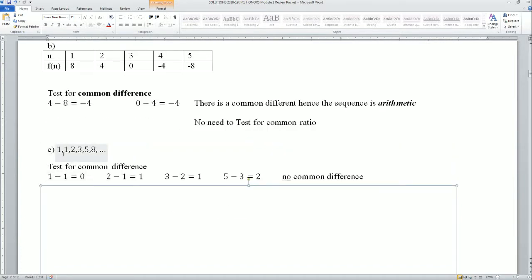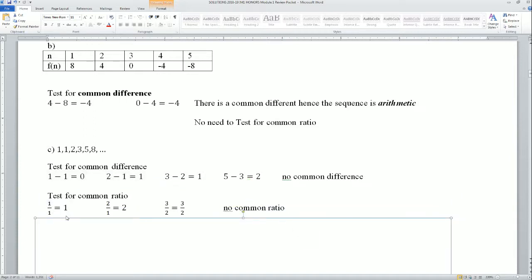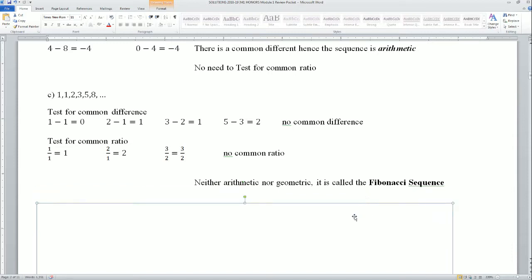C. I have the sequence 1, 1, 2, 3, 5, and 8. I test for the common difference. I saw there was no common difference. I even tried multiple terms. I saw no common difference. I test for the common ratio. I saw that it kept changing, so there's no common ratio. Because there is no common difference or common ratio, I say it's neither arithmetic nor geometric. As a side note, this is a special sequence called the Fibonacci sequence. The next term is a sum of the two previous terms.